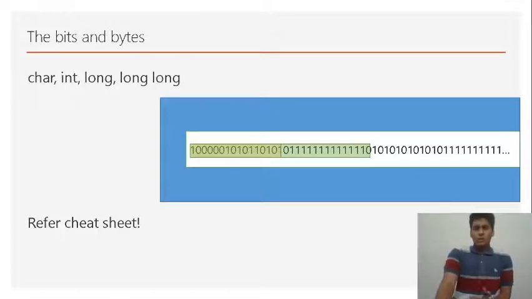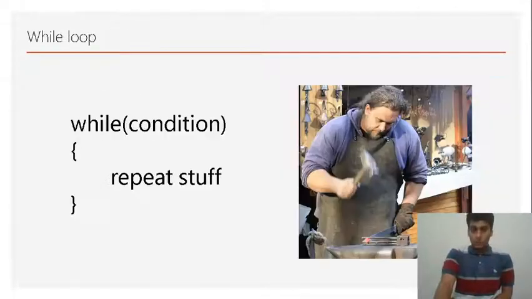Right now we'll be using int, which is 4 bytes. 1 byte is 8 bits, so it is actually 32 bits. So there are 2 to the power 31 minus 1 positive values and 2 to the power 31 negative values.